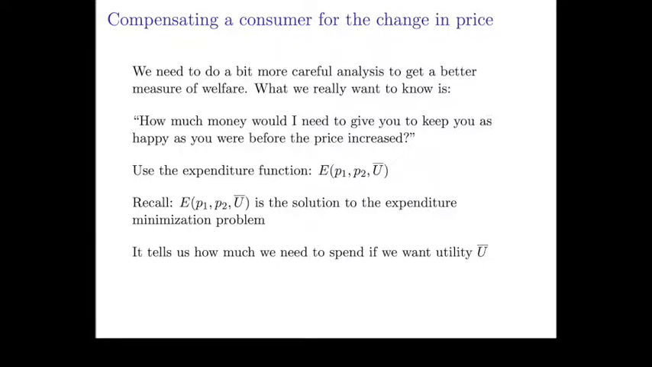Remember that the expenditure function, E of P1, P2, and U bar, is the solution to expenditure minimization. So if you want to find the least amount of money that you will have to spend when the price of good 1 is P1, the price of good 2 is P2, and you want to have the utility level U bar, E of P1, P2, U bar tells you how much money you need to spend, the least amount of money you would have to spend. Loosely speaking, what it does is put a dollar value on this utility level U bar given these prices P1 and P2. So what does it cost you to get to this utility level at these prices? That's what the expenditure function tells us.